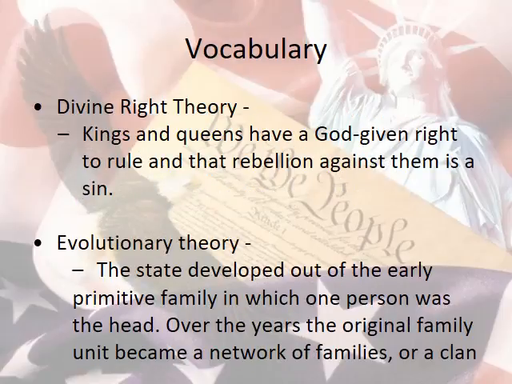Divine right theory. Rulers, such as kings and queens, have a God-given right to rule, and rebellion against them is a sin. Evolutionary theory is the idea that the state developed out of the early primitive family in which one person was the head. Over the years, the original family became a network of families or a clan.